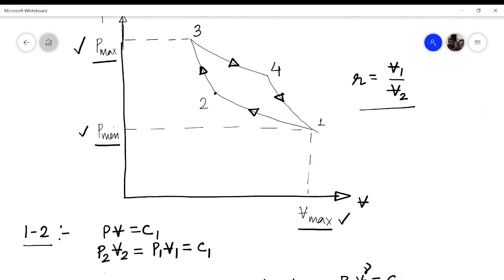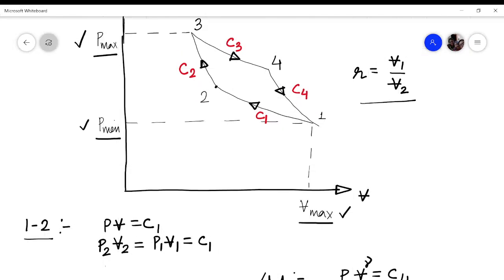The point to remember here is that the constant along 1 to 2 is C1, along 2 to 3 is C2, along 3 to 4 is C3, and along 4 to 1 is C4. Now, without any further delay, let us directly jump into the problem.